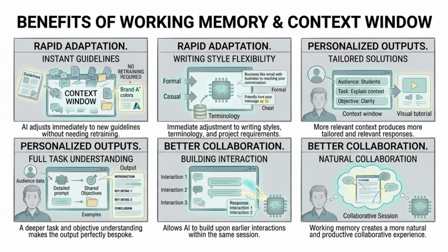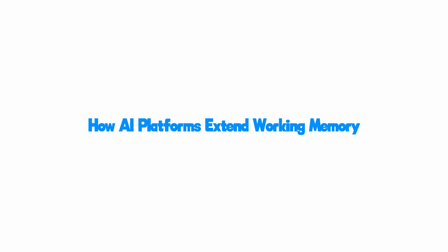Rapid adaptation. AI can immediately adjust to brand guidelines, writing styles, company terminology, project requirements, without needing retraining. Personalized outputs. More relevant context produces more relevant responses. The more AI understands your task, audience, and objectives, the more tailored the output becomes. Better collaboration. Working memory allows AI to build upon earlier interactions within the same session, creating a more natural collaborative experience. How AI platforms extend working memory.